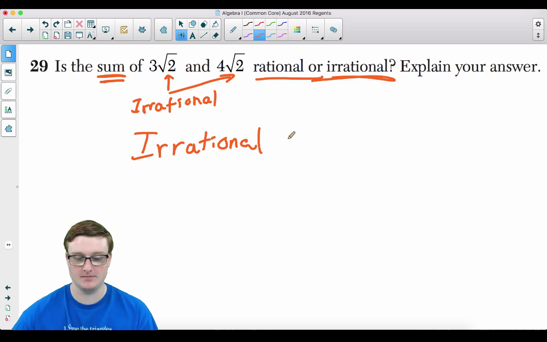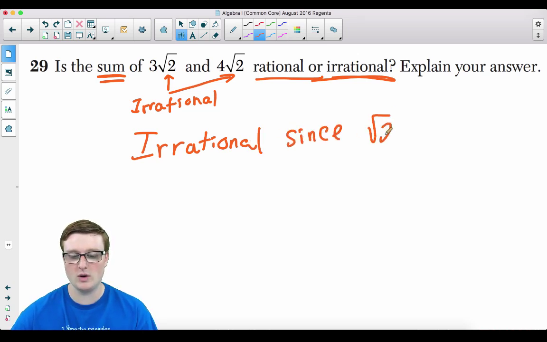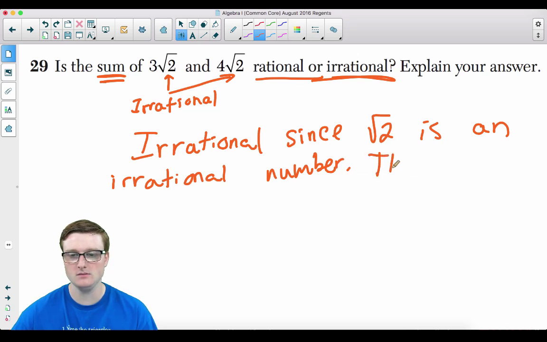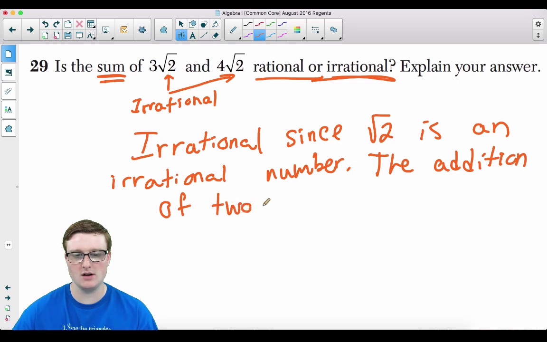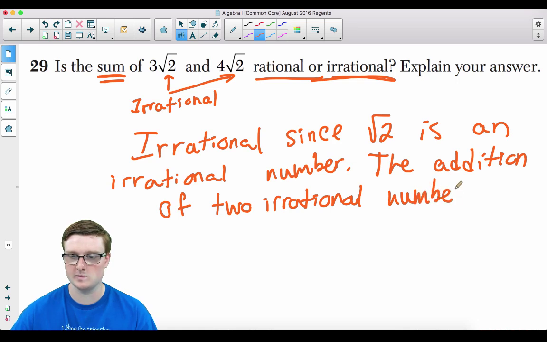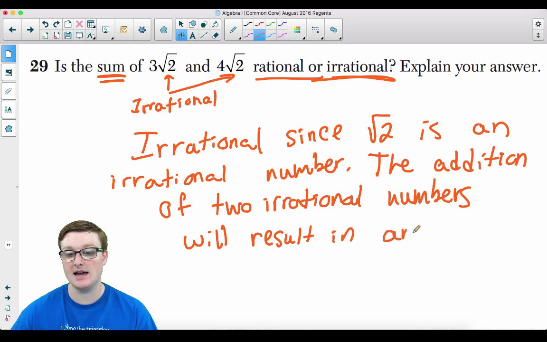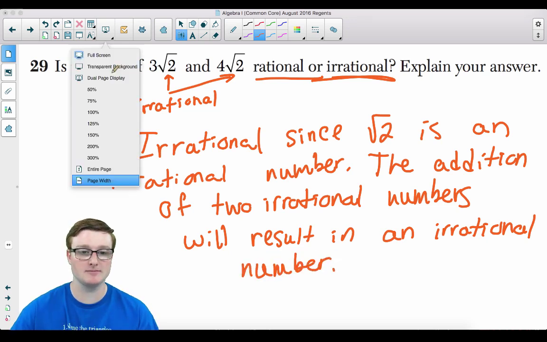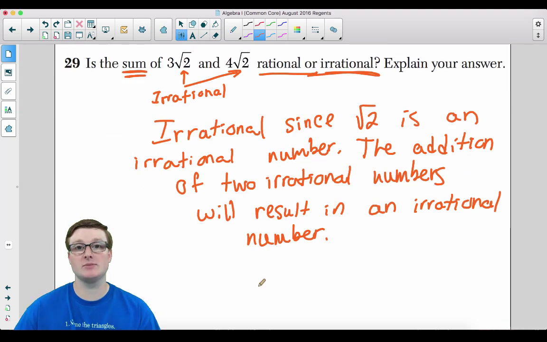The sum is irrational since the square root of 2 is an irrational number. The addition of 2 irrational numbers will result in an irrational number. That's it. If you know that the sum of 2 irrational numbers will result in an irrational number, you're perfectly fine. You got this question right. All right, that's how you do question number 29.